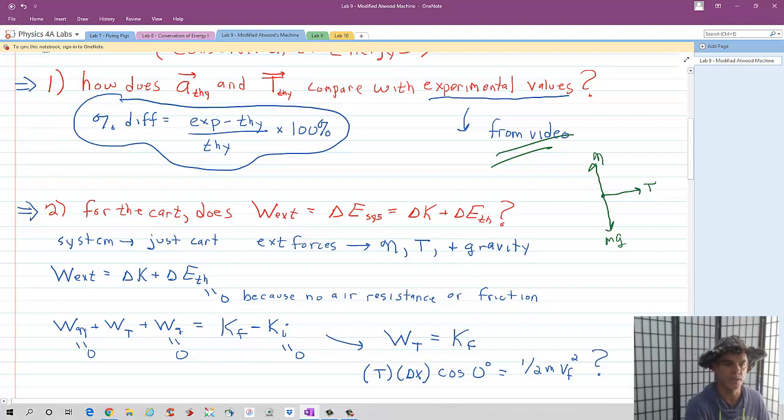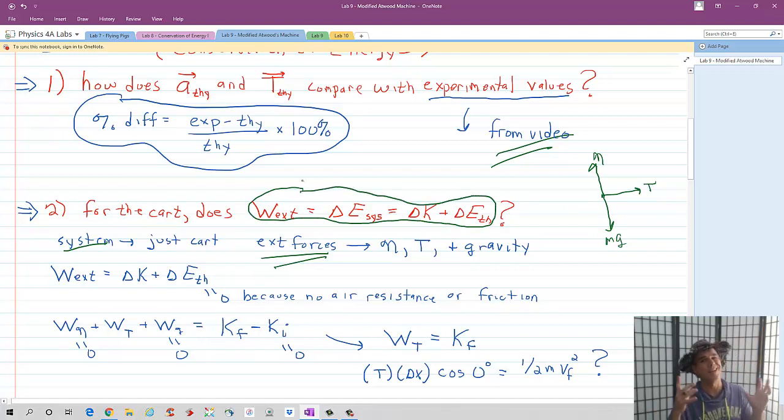Since my system is just the cart, that means that my external forces are going to be the normal force, tension, and gravity. Well, what we're looking at is, does the work done by all external forces on the system equal the change in energy of the system? Again, we're not looking at interactions right now for part 2, so I'm not looking at gravitational potential energy. The Earth is not part of my system. So the external forces acting on the cart are the normal force, gravity, and tension.